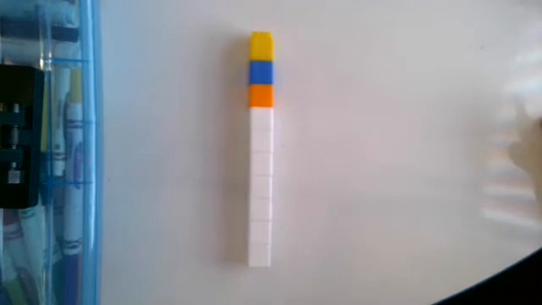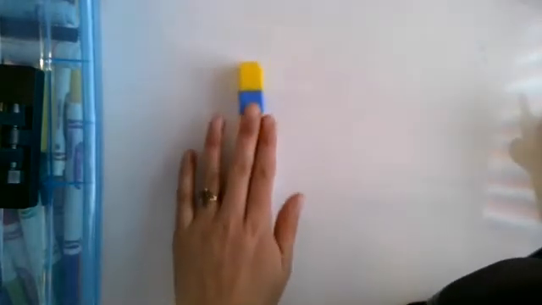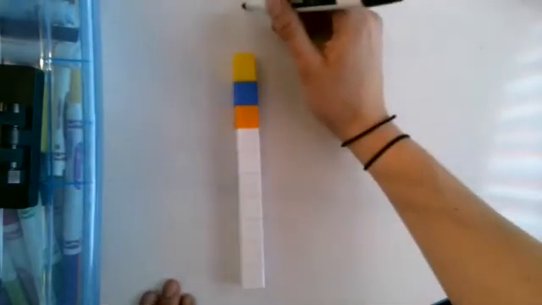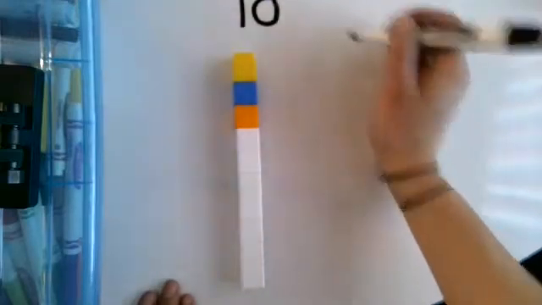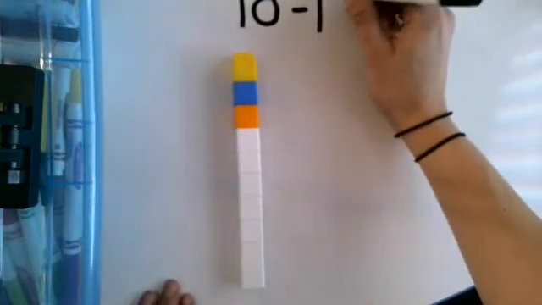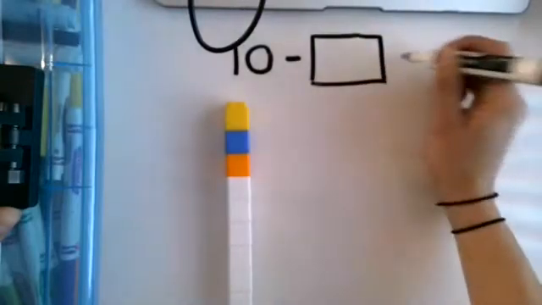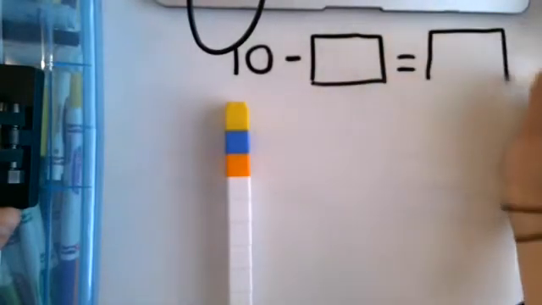We are going to write some equivalent equations to what we've been doing with our 9s and 10s, but we're going to start with 10s today first. So I'm going to write 10 minus, and I'm going to put a box right here. 10 minus something equals something.